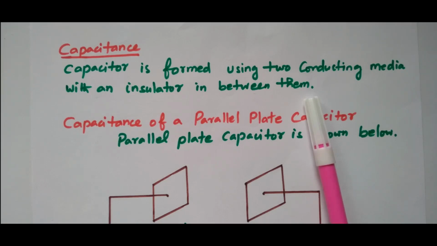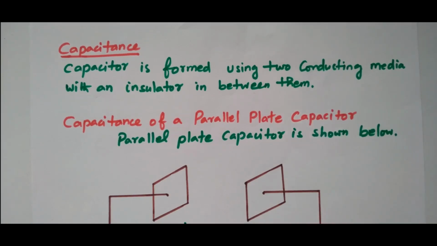There are two conducting mediums available. In between, insulating material will be present. So the two conducting media with an insulator is called a capacitor, right? First we will see the capacitance of a parallel plate capacitor. There are various types of capacitors available. First we will see the expression for capacitance in the case of a parallel plate capacitor.